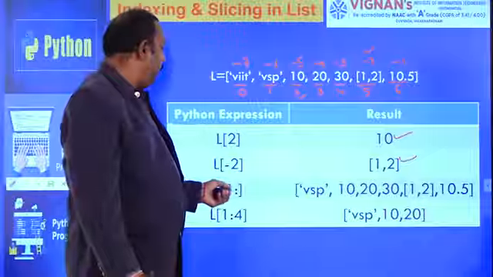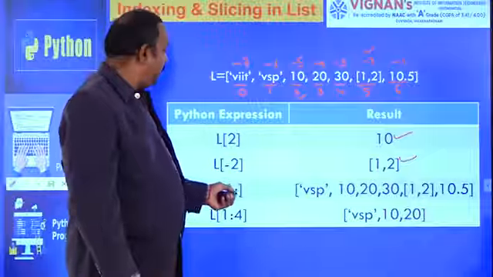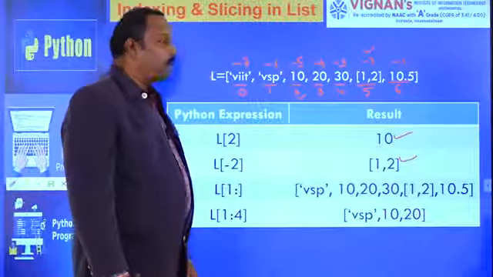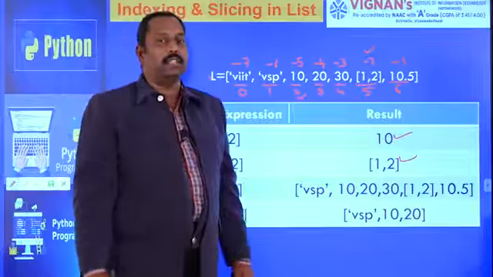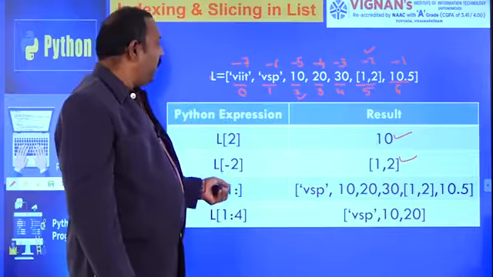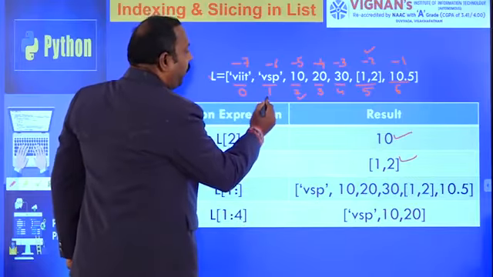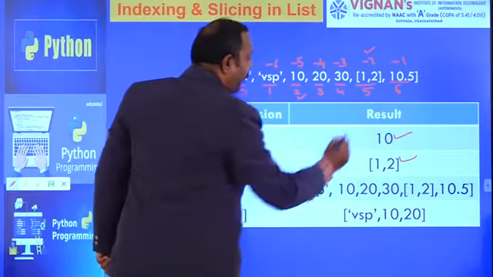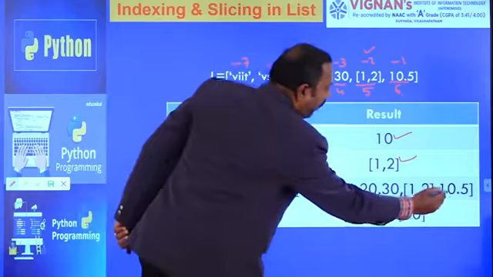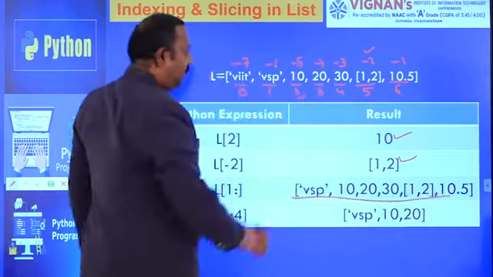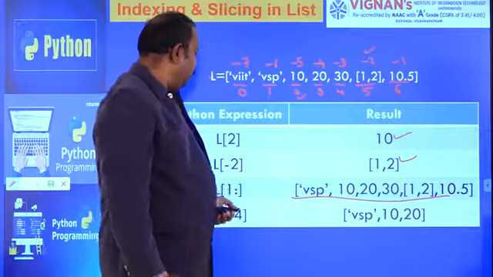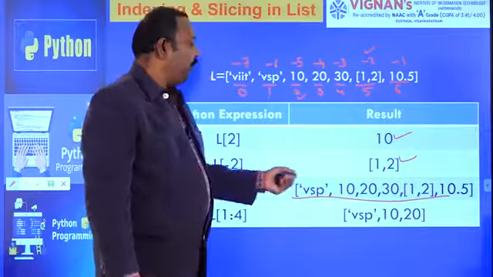And next, L of 1 colon. 1 is the starting index and the ending index is not specified. That means all the elements in the list, starting from 1. Starting from 1 means 0 is not included, so from VSP to 10.5 you will get the output. For this particular indexing you will get the output like this.